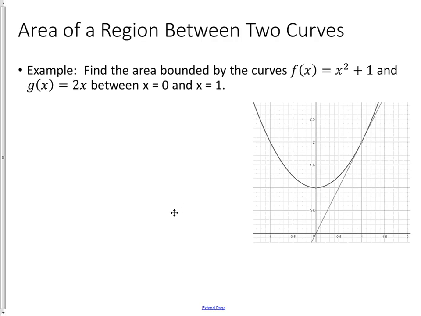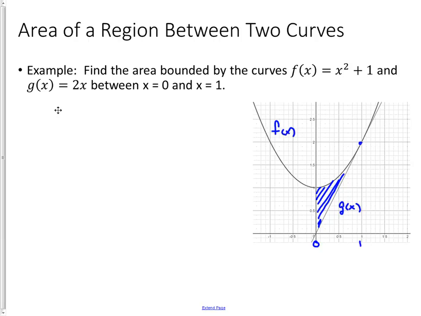Well, let's take a very straightforward example right here. Let's say that we're interested in the area between the curves f of x equals x squared plus 1 and g of x equals 2x. Here are our two curves, f of x being the top curve, our parabola, and g of x being the straight line y equals 2x. We're interested in this area that falls between these two curves in this little section right here, starting at 0 and ending at 1.